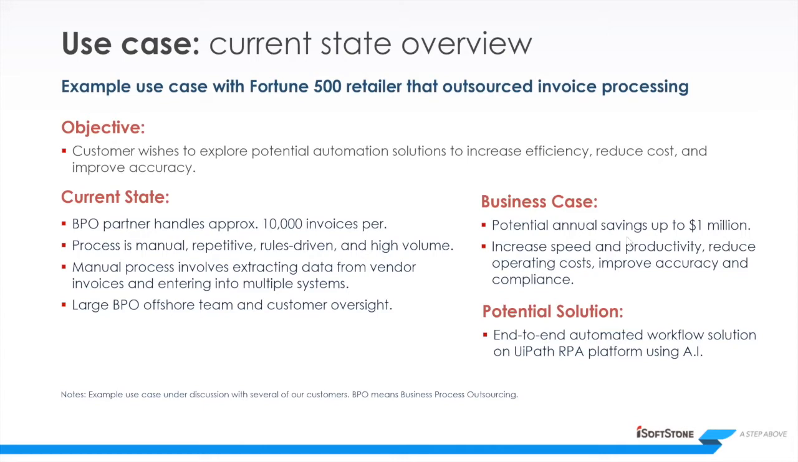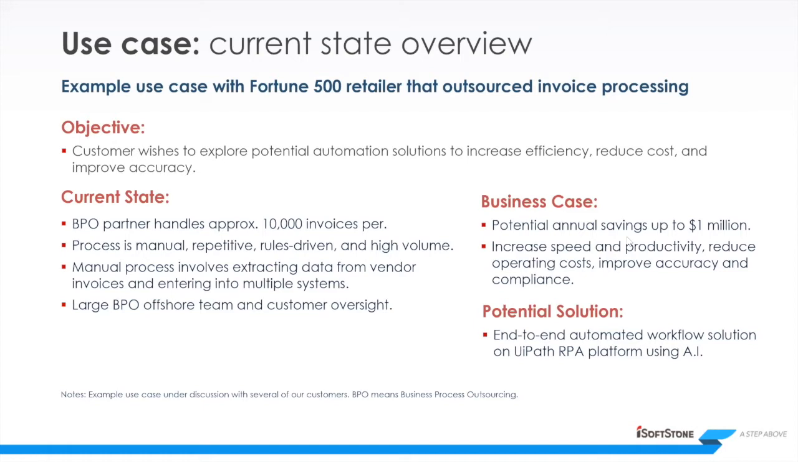The manual process, as you'll see, involves extracting data from vendor invoices and entering this data into multiple systems. The BPO partner has a large team that manually handles these invoices, and what we see across customers is typically anywhere from 10 up to 50 resources to handle this kind of volume of invoices. And the customer additionally provides several resources on top of the BPO partner to provide oversight and exception handling. In discussions with our customers, we believe there are annual savings of somewhere around $1 million to be gained through automation just from this one very simple use case.